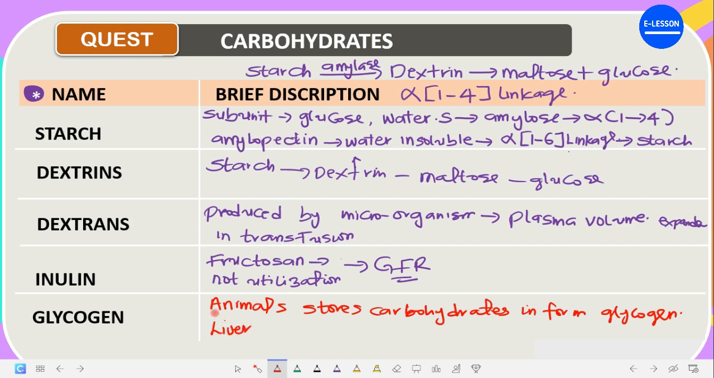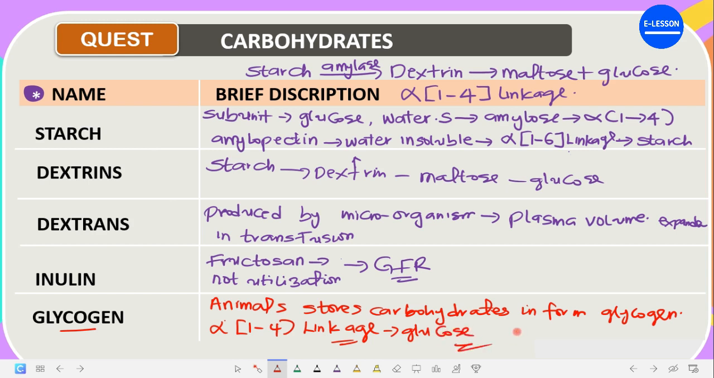So when your body lacks carbohydrates, are you getting it? When it lacks energy, some of the glycogen that is stored in the liver is used. Glycogen contains glucose units joined together by alpha 1,4 linkage. Okay, it's like the counterpart of starch for animals. Starch is for plants, and for animals, glycogen. Are you getting it now? It's formed by alpha 1,4 linkage of glucose.